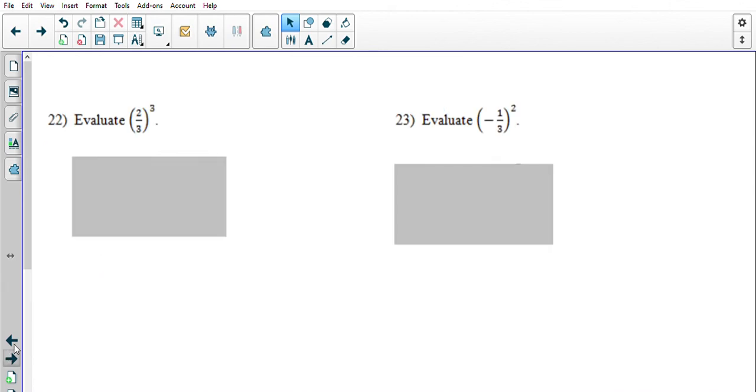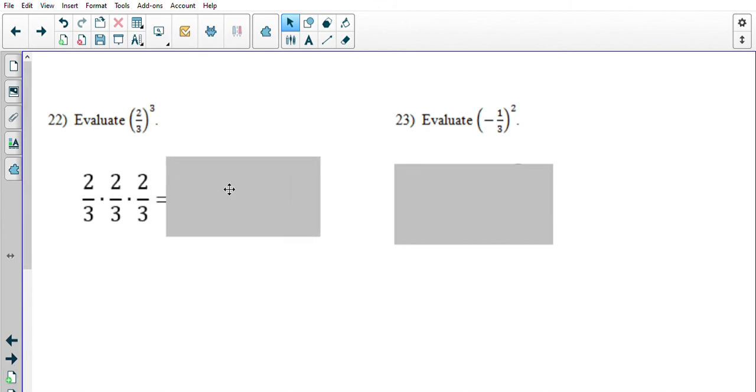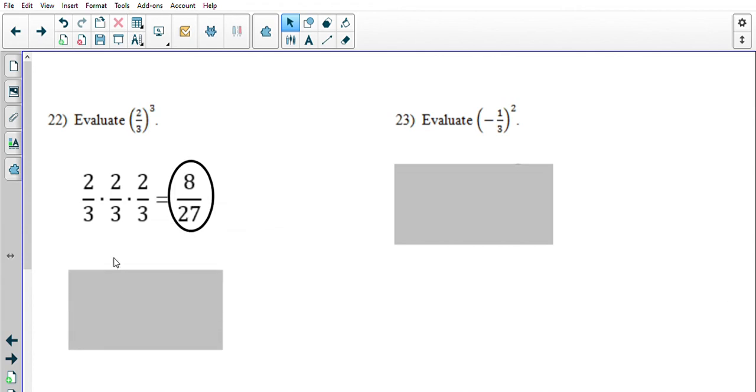All right, number 22, evaluate or find a numerical answer to 2/3 to the 3rd power. So I would just write this as 2/3 times 2/3 times 2/3. Multiplying fractions, you just multiply straight across. 2 times 2 times 2 is 8. 3 times 3 times 3 is 27. Final answer is 8/27.